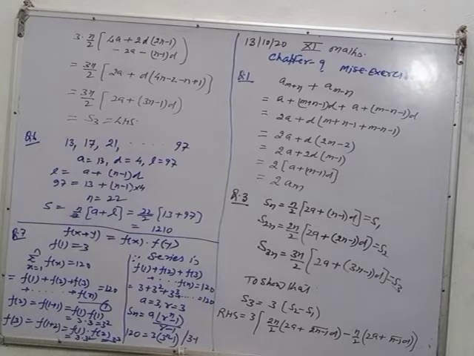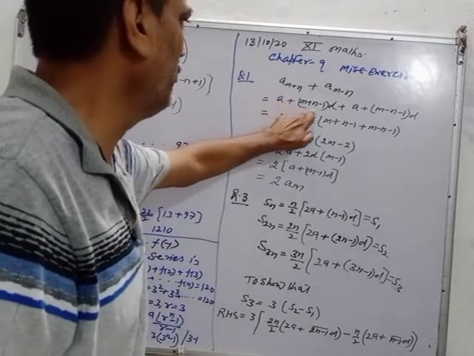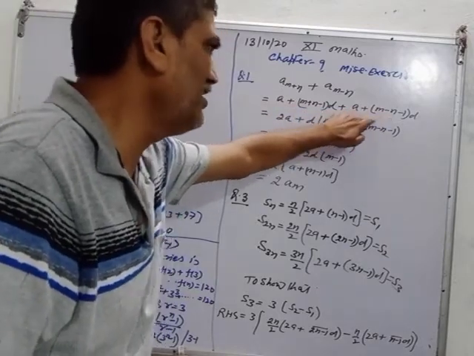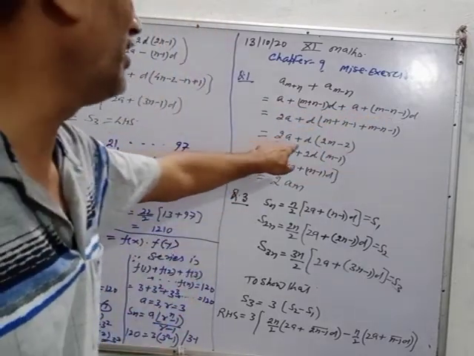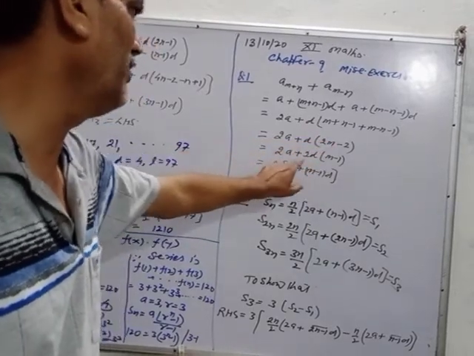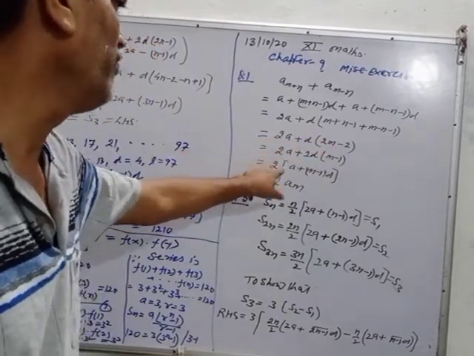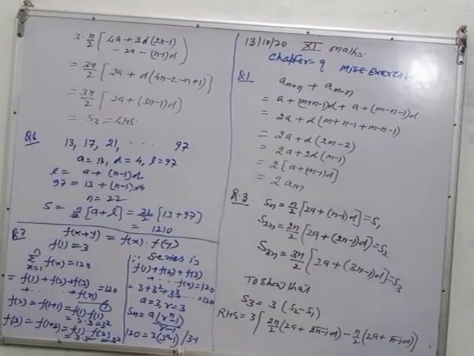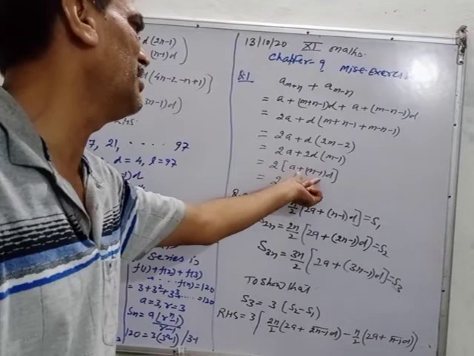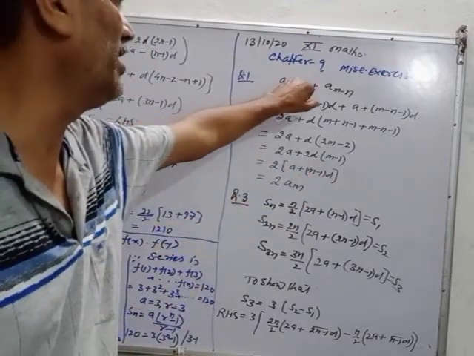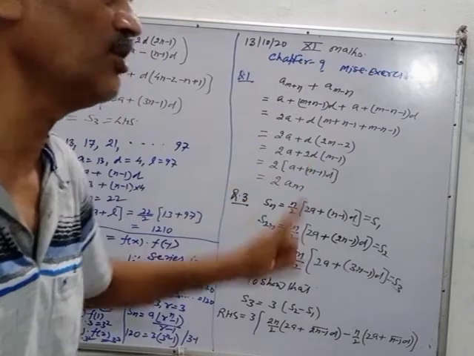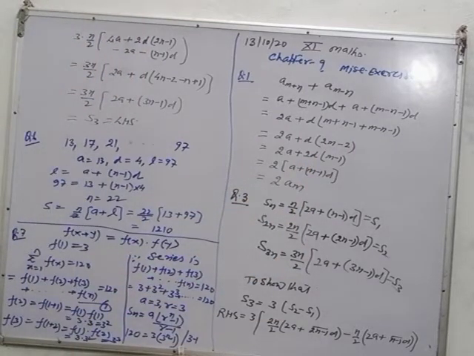Okay, now simplify: a plus a, and the terms containing d you can take common. Within the bracket you will have m plus n minus 1 plus m minus n minus 1. This is your m plus nth term and this is your m minus nth term. Adding them, you get this. Taking 2 common from the whole, within the bracket you will have a plus m minus 1 into d, and this is what? This is the mth term. Means you get 2 times the mth term. So this was to be proved.